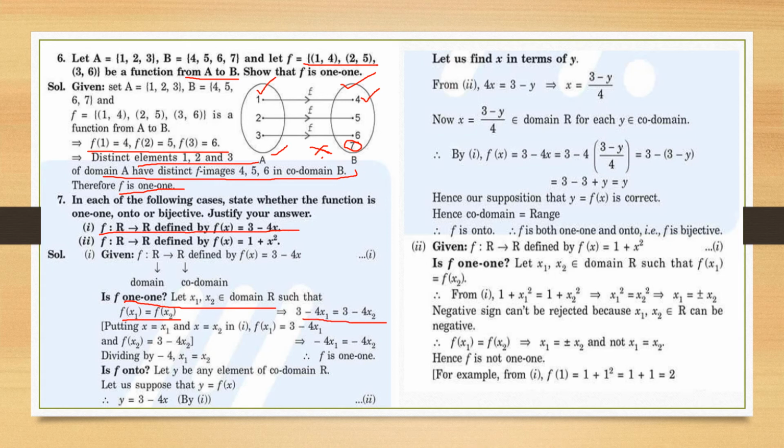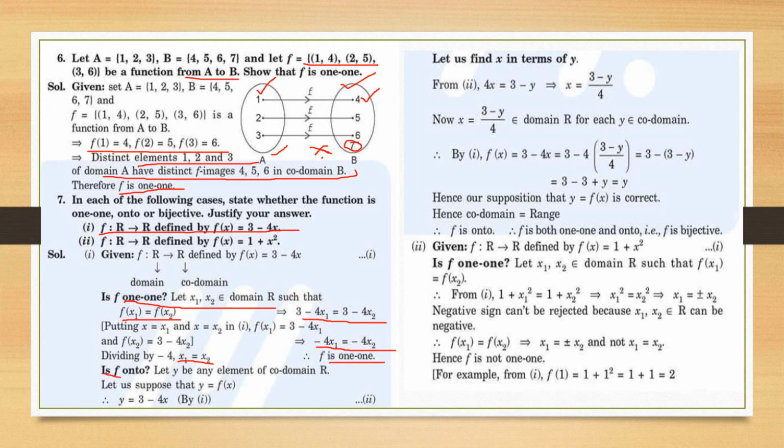Okay, so what I can do is bring the x1 and x2 terms together. Firstly I'll subtract 3. Okay, so what will I get? Subtraction of 3 will give me -4x1 = -4x2. Then divide by -4, I'll get x1 = x2. So that means the function is clearly one-one.